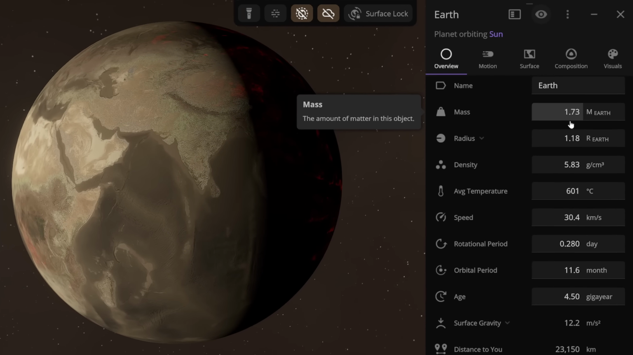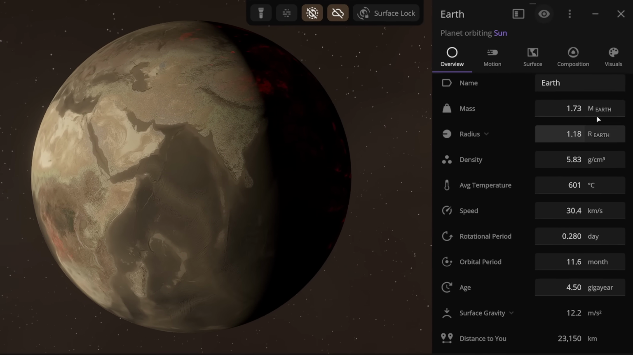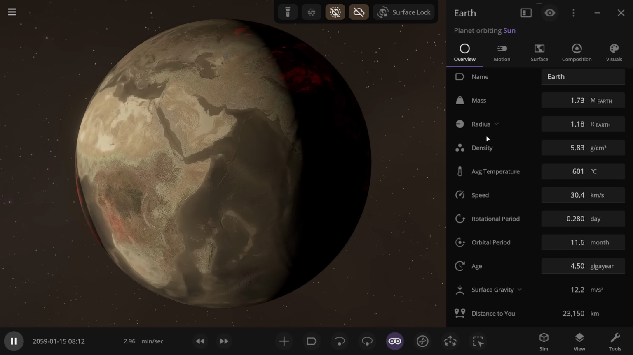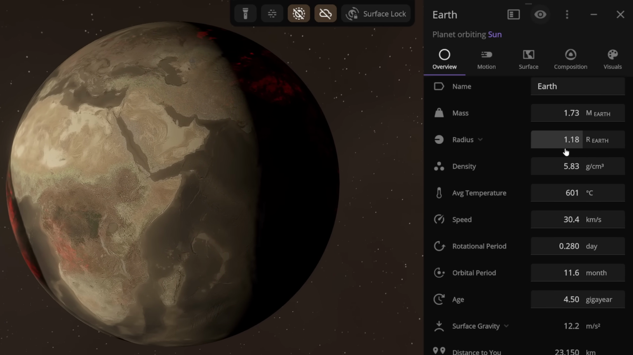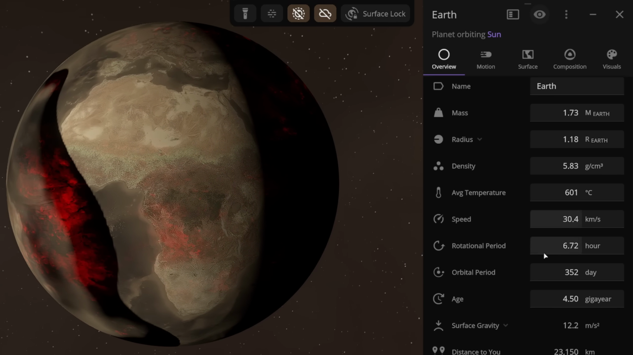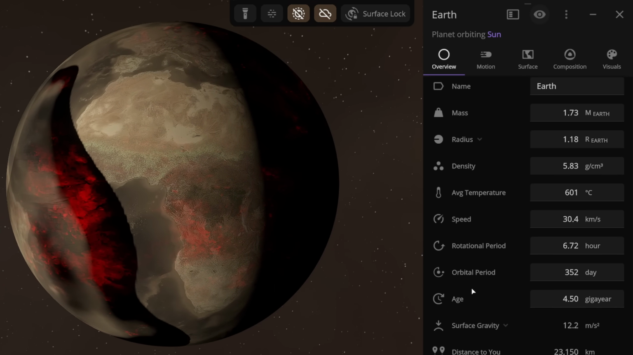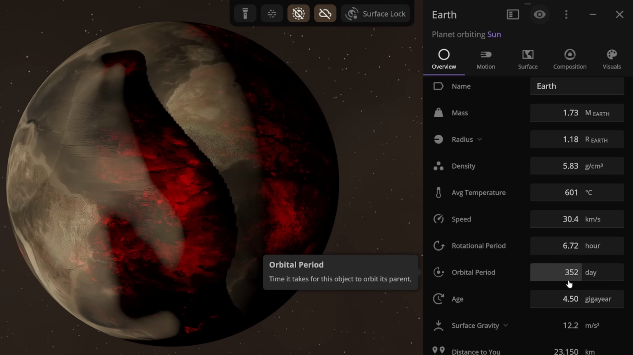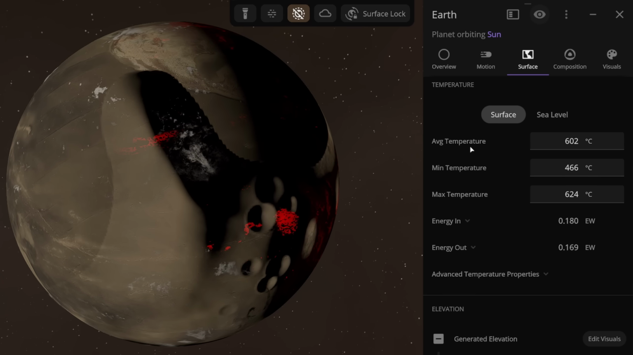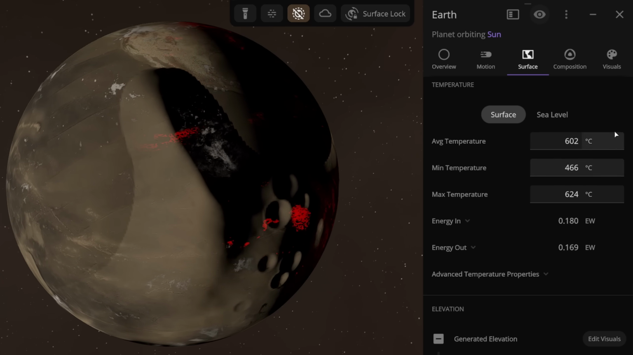In the end, the mass of this Earth increased by 73%. Yes, the value here is lower than in the first experiment, but like I said, there were fragments and losses, and the radius only became 18% larger. A day on Earth is now just under 7 hours. It's a similar situation here as in the first simulation. The year on Earth has also shortened to 352 days. I'll turn on the clouds, and the average temperature on Earth is 602 degrees Celsius.